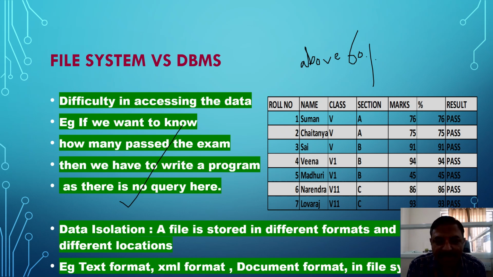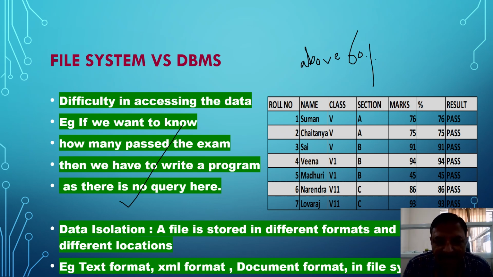Whereas in DBMS, whatever data is required, whatever queries you have, we have query tools. So automatically when you write a query, immediately you'll get the answer. There are 6 members who are more than 60%. There are 6 members who have passed the exam. Okay, like this. There is one student who got less than 60%, like this.